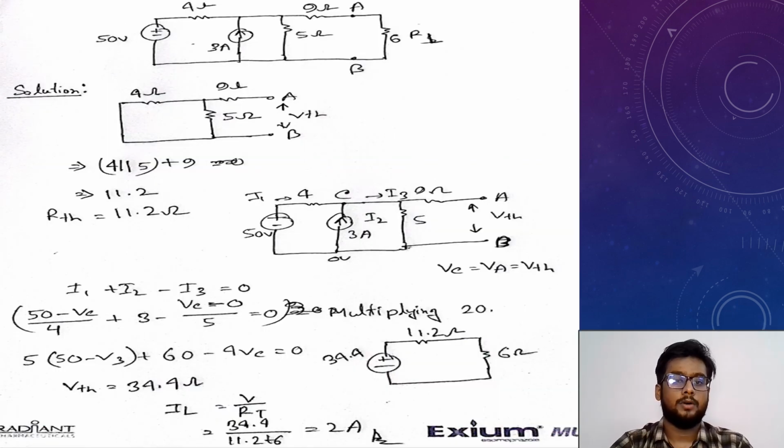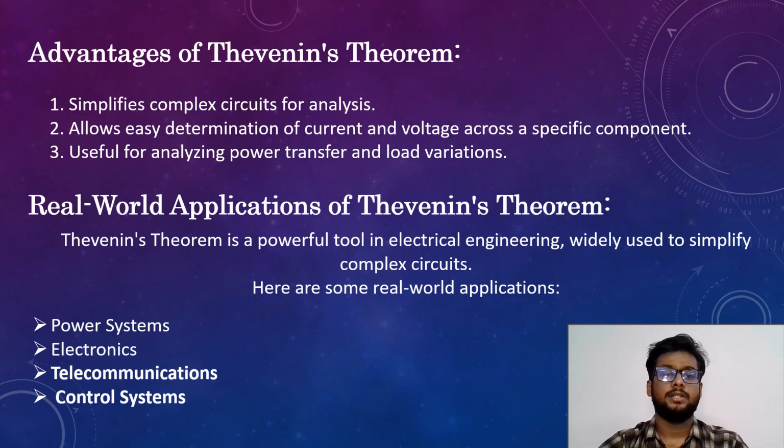Here is an example of Thevenin's theorem: how to define RTH, VTH, and RL. Process given. Advantages of Thevenin's theorem: it simplifies a complex circuit for analysis, allows easy determination of current and voltage across a specific component, and is useful for analyzing power transfer and load variation.